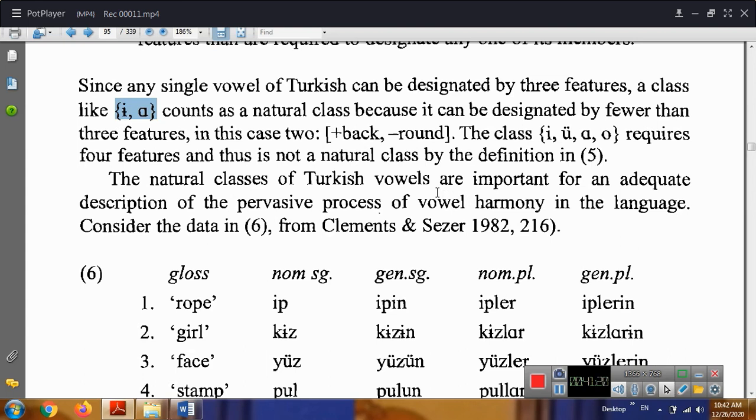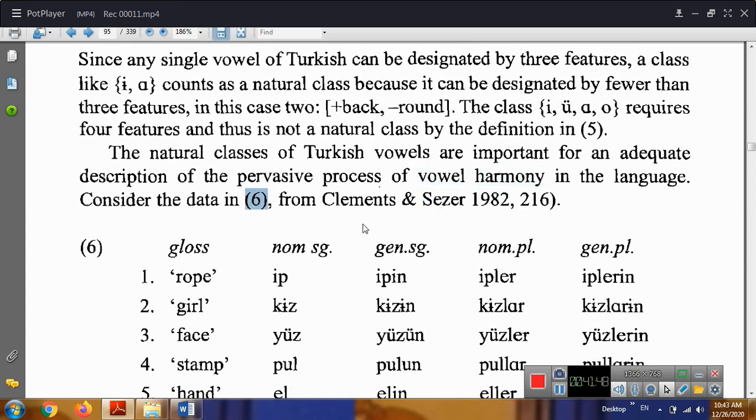I hope you get this point. The natural classes of Turkish vowels are important for an adequate description of the pervasive process of vowel harmony in the language. You know what vowel harmony is. It is one kind of assimilation which I explained for you in the previous chapter.